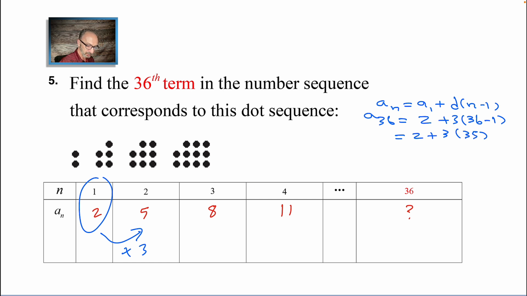We follow the order of operations, inside parentheses, grouping symbols first. Equals 2 plus 3 times 35, 105. 2 plus 105 is 107. So the answer is 107. Find the 36th term. The 36th term is 107. That should do it for number 5.